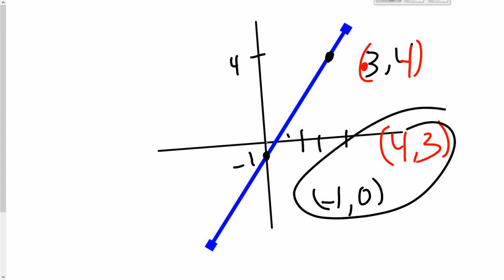And negative 1, 0. And then I can go ahead and graph that inverse function. So that's how it would look. So that's like number 77 and 81 on your homework.